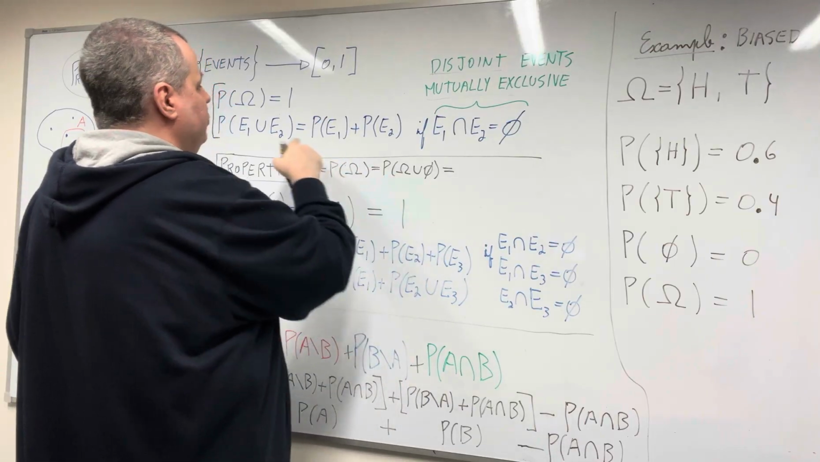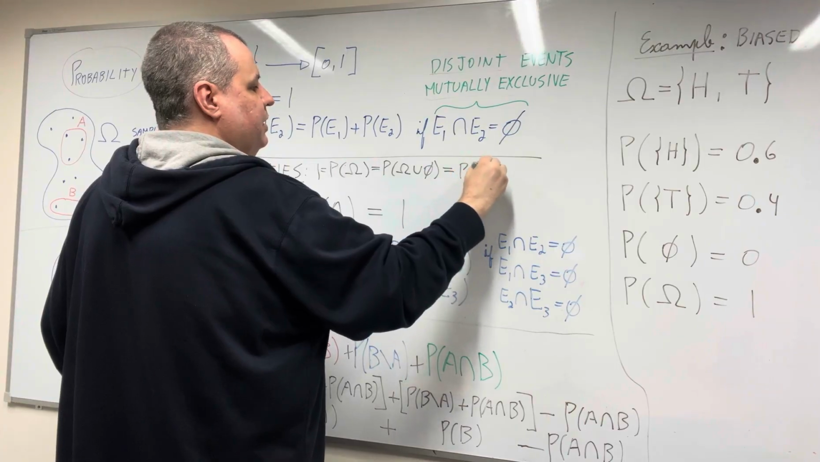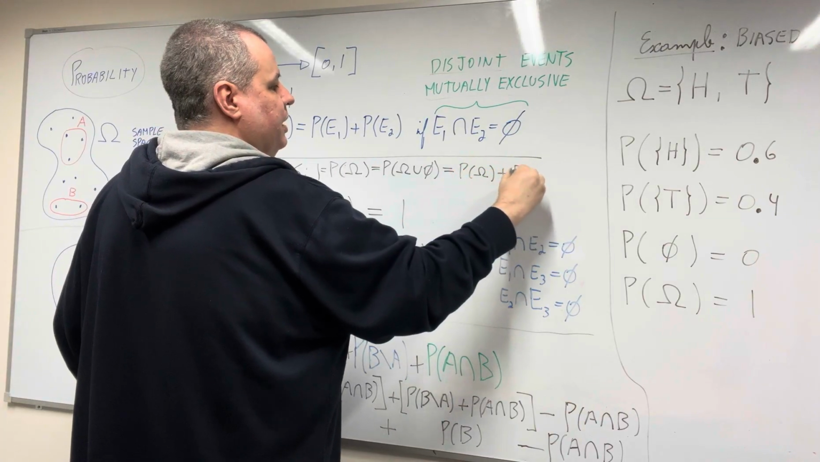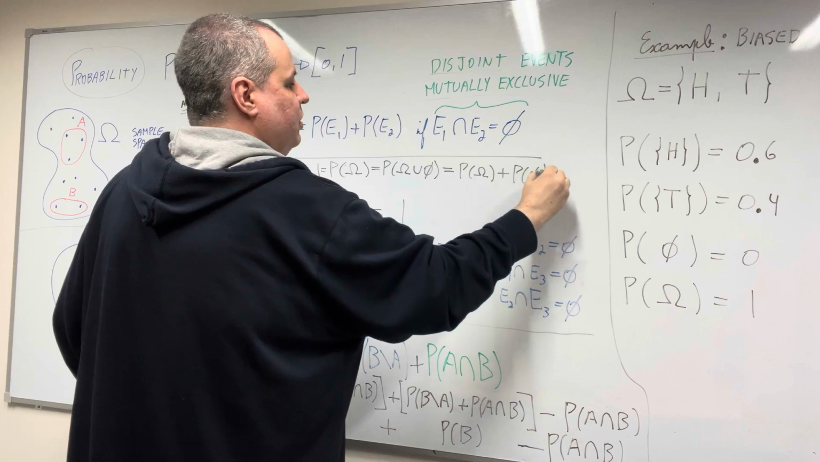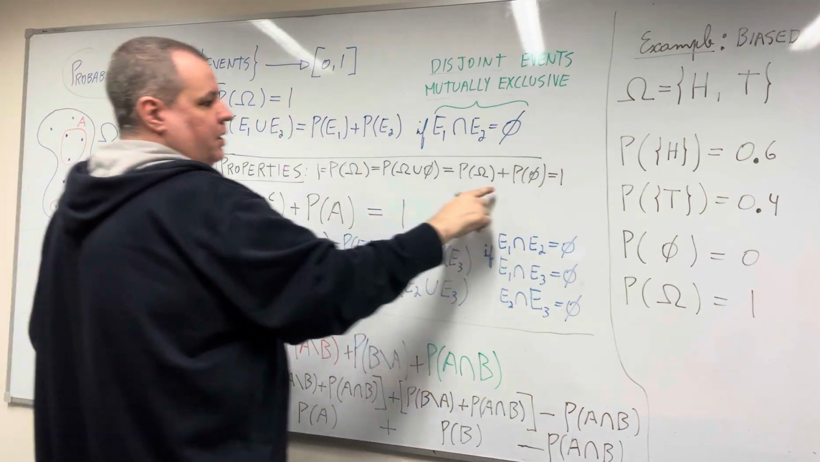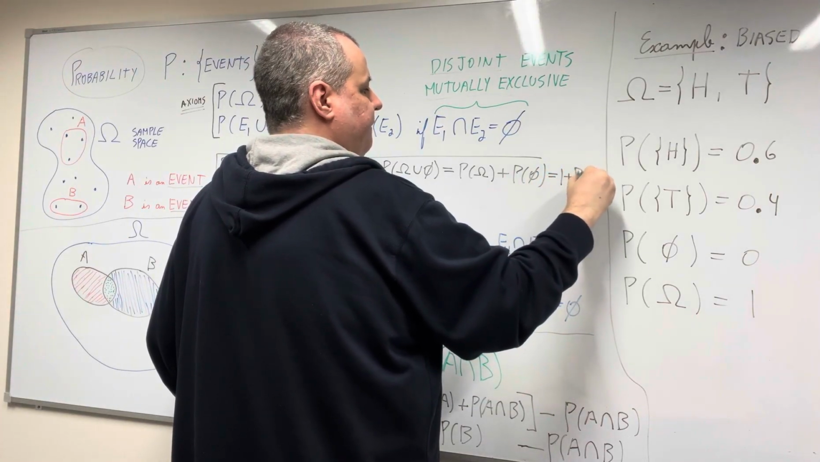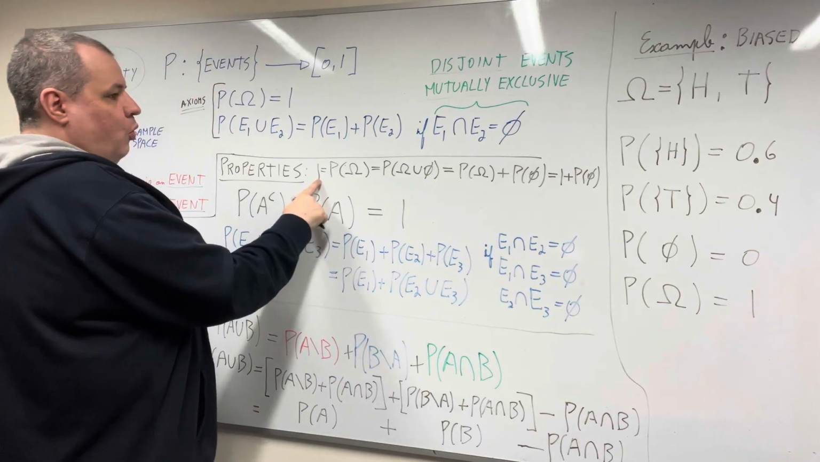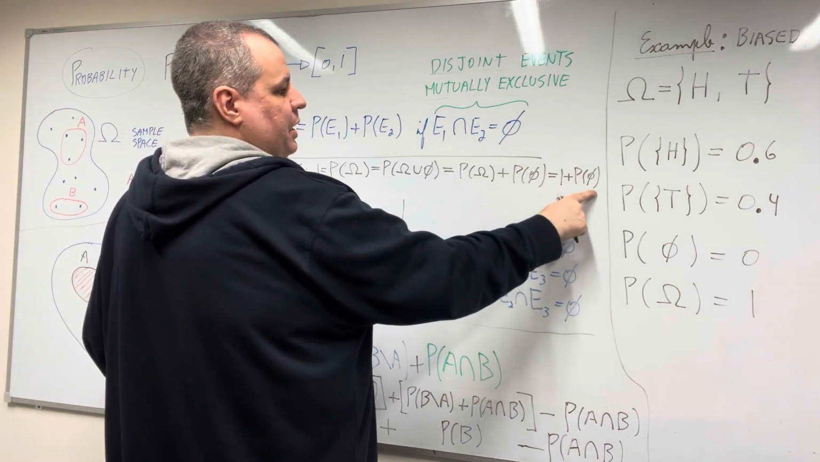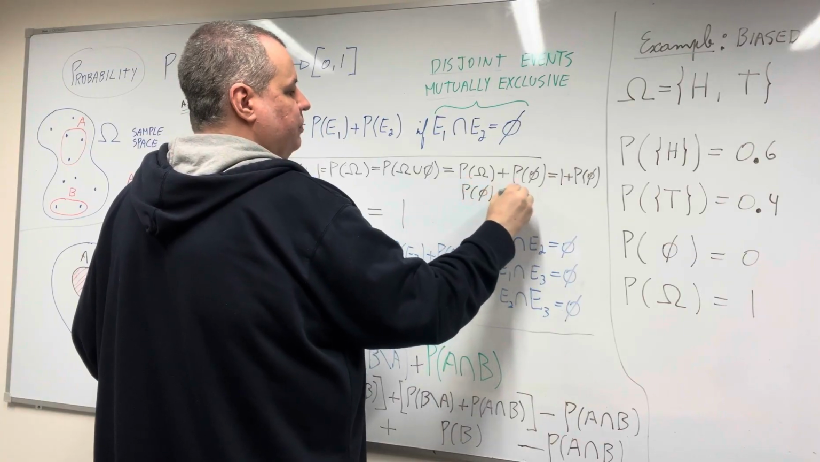So I can use the second axiom to say that the probability of this is the probability of the sample space plus the probability of the empty set, which is 1 by the first axiom, plus the probability of the empty set. So 1 equals 1 plus the probability of the empty set, which means the probability of the empty set has to be 0.